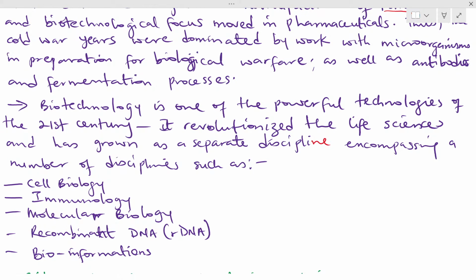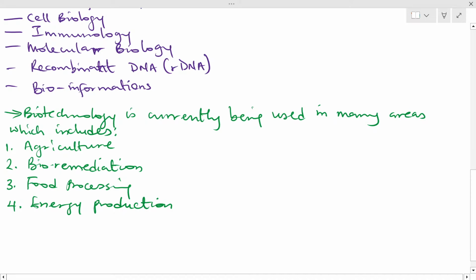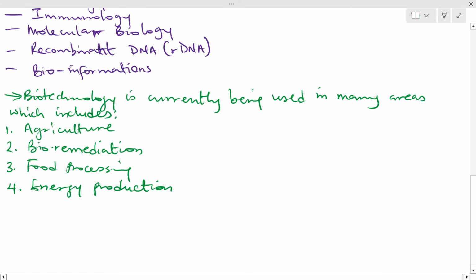all right, cell biology, immunology, molecular biology, recombinant DNA, and bioinformatics. So biotechnology is currently being used in many specialization areas, which include agriculture, bioremediation, food processing, and energy production.